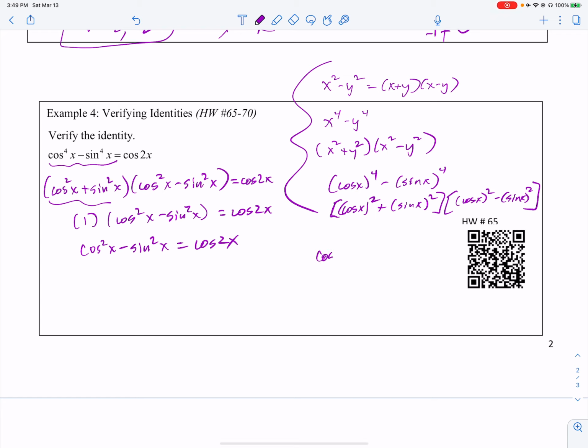We had cosine of 2u is cosine squared u minus sine squared u. It's one that we developed using the addition formula for cosine. And so that left-hand side is cosine of 2x. So it equals that right-hand side. And you've shown the left side equals the right side using your different identities from chapter 5. That's it.